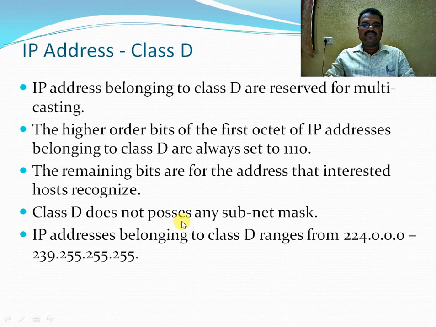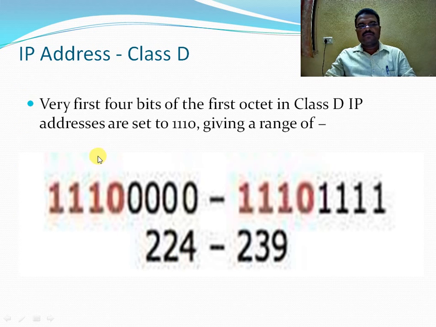Class D does not possess any subnet mask. IP addresses belonging to class D range from 224.0.0.0 to 239.255.255.255. The very first 4 bits are 1110. The first octet in a class D IP address has its first bits set to 1110, giving the range of 224 to 239.